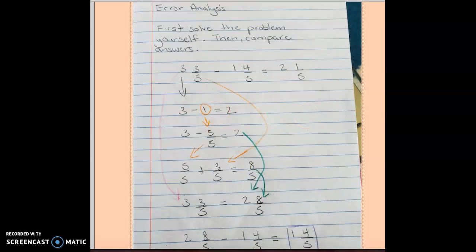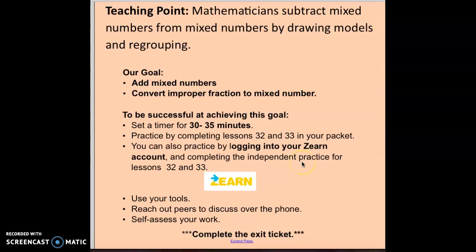So I want you to try this work on your own today. What you're going to do is first set a timer for about 30 to 35 minutes. And then if you have your packet, I want you to practice lessons 32 and 33 in your packet. You also have the option to practice on Zearn by logging into your Zearn account and completing the independent practice there.